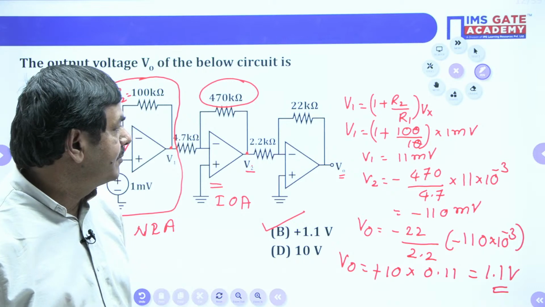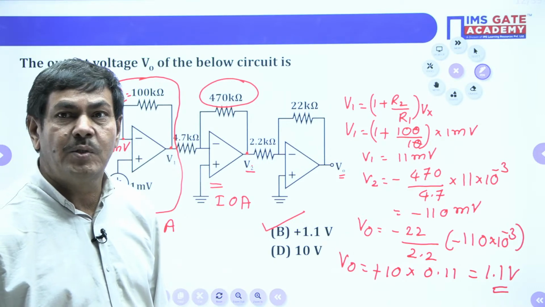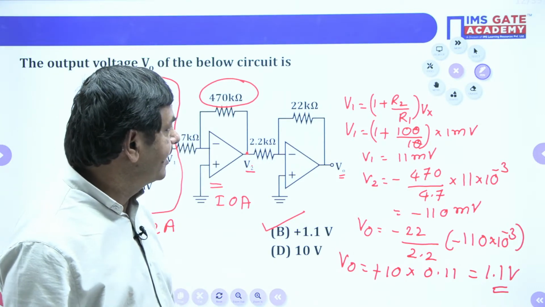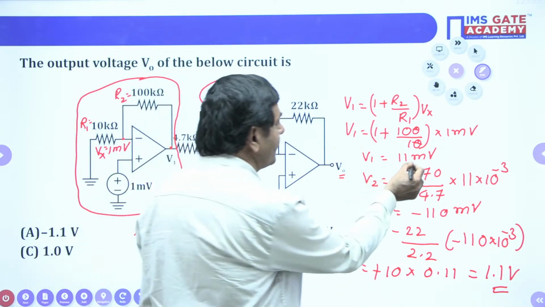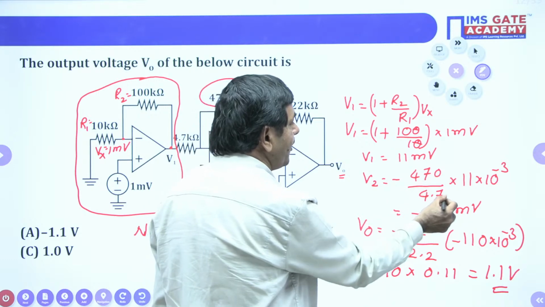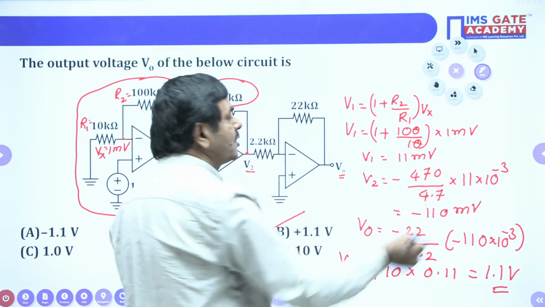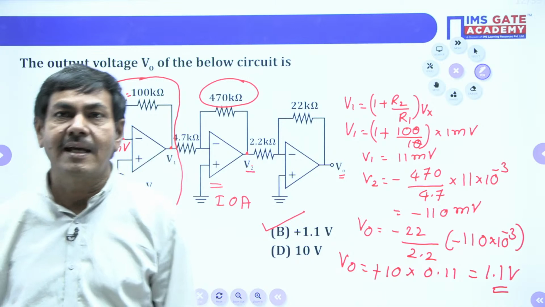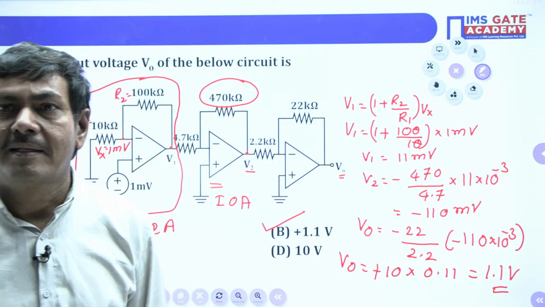Where is 470 by 4.7 into 100? Where are you getting 100? We don't get it anywhere. We are getting 11 millivolts only now. Minus 470 by 4.7 into 11 millivolts only. 11 millivolts, not 100 there. Understand now. Calculation wrong, sir.